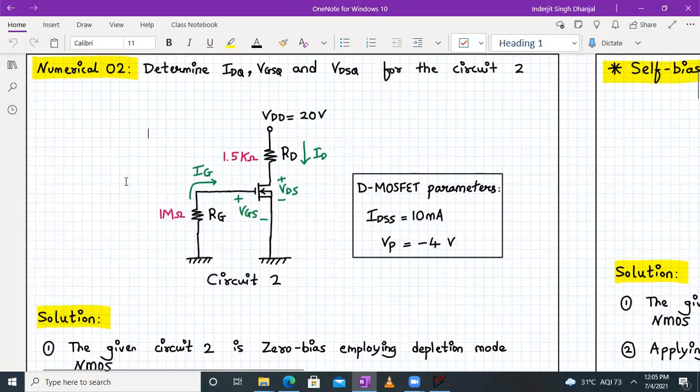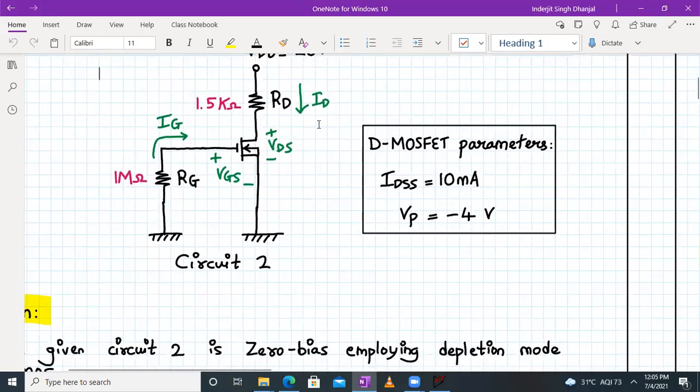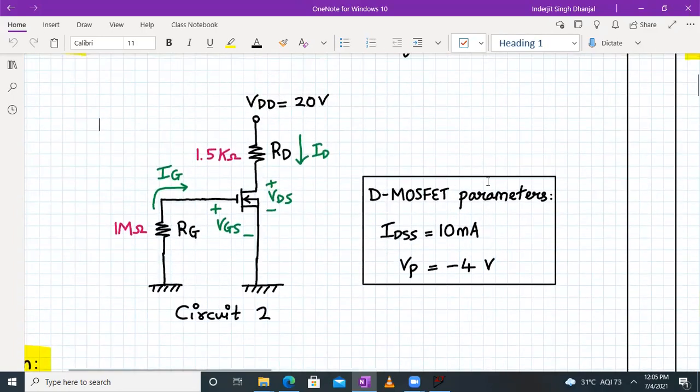Numerical number 2 says that this is the circuit given to us. It's a depletion type MOSFET. And over here, IDQ, VGSQ and VDSQ we have to find out. And these are the circuit parameters given to us. The depletion MOSFET parameters are IDSS equal to 10 milliamperes, VP equal to -4.